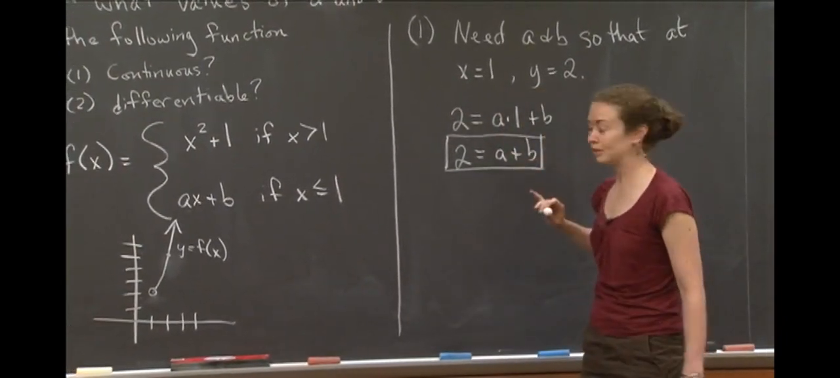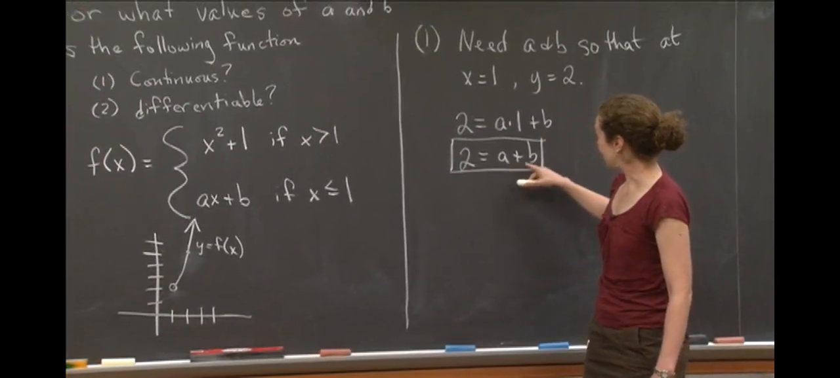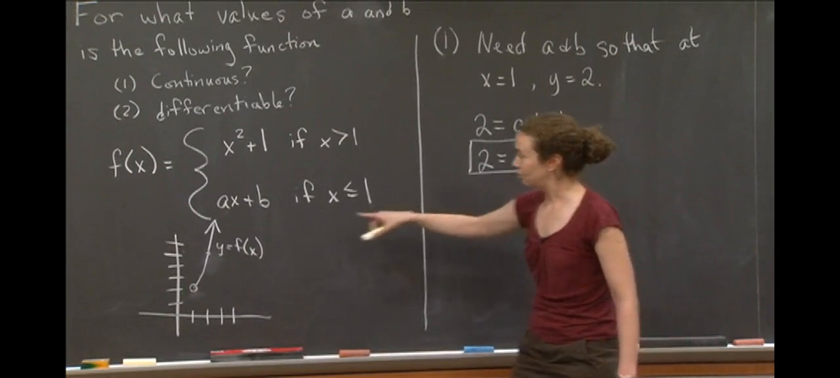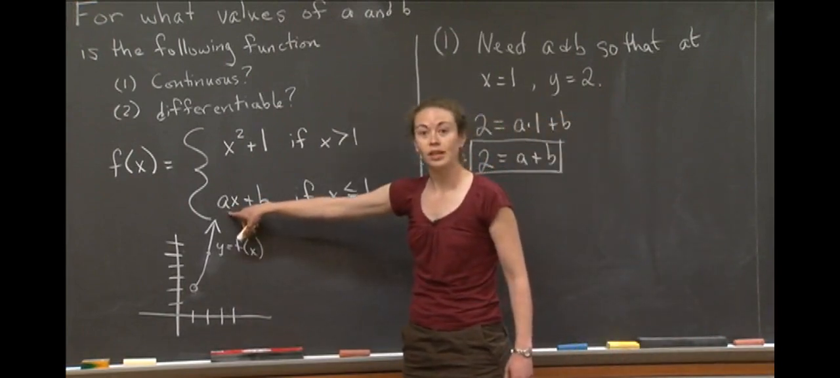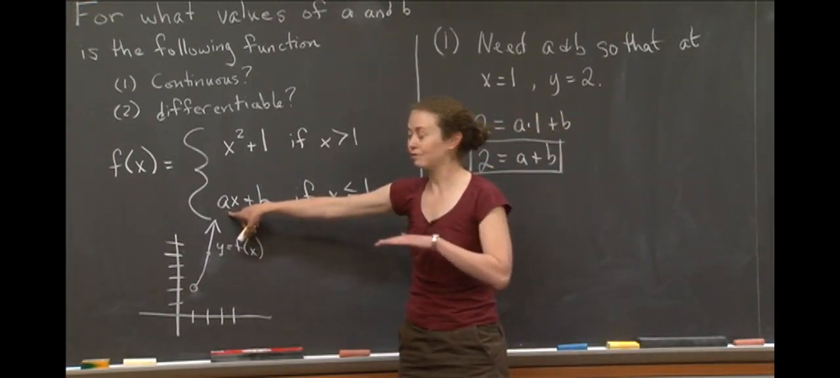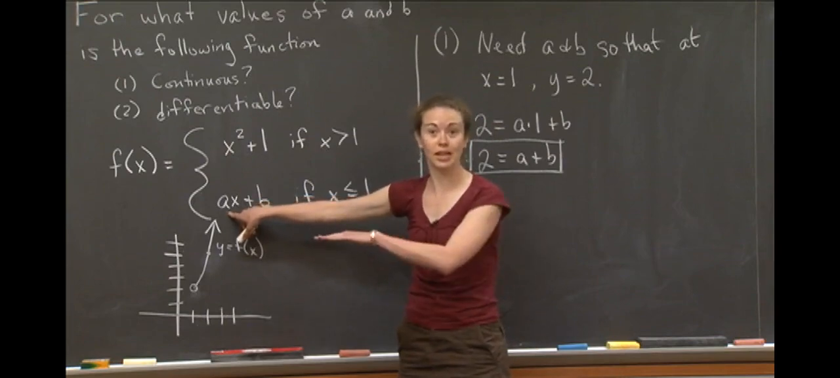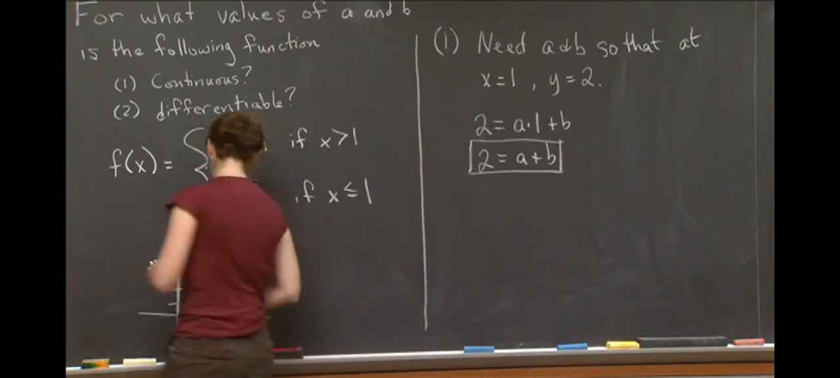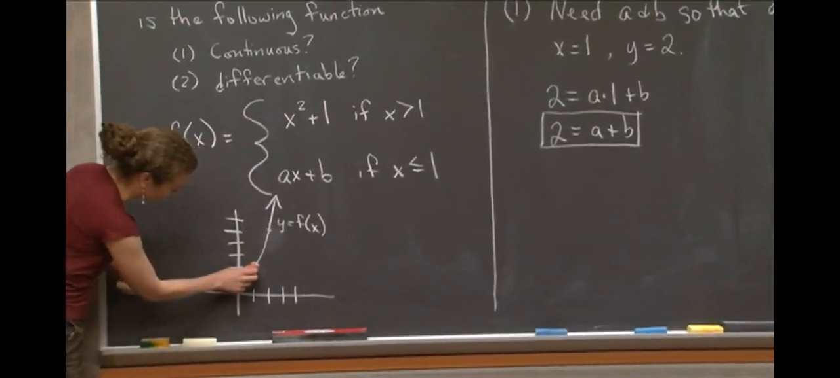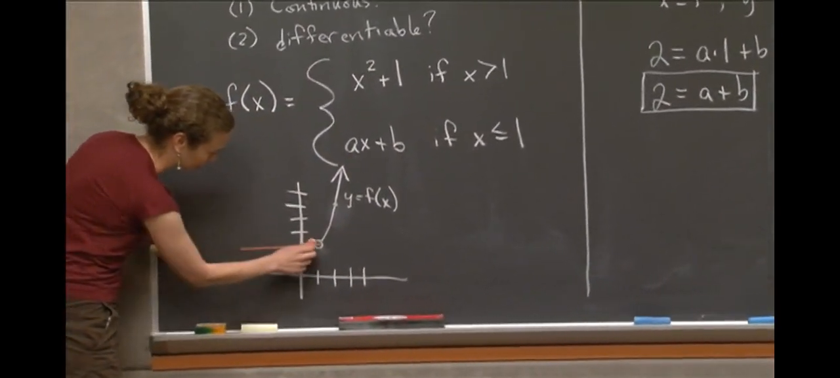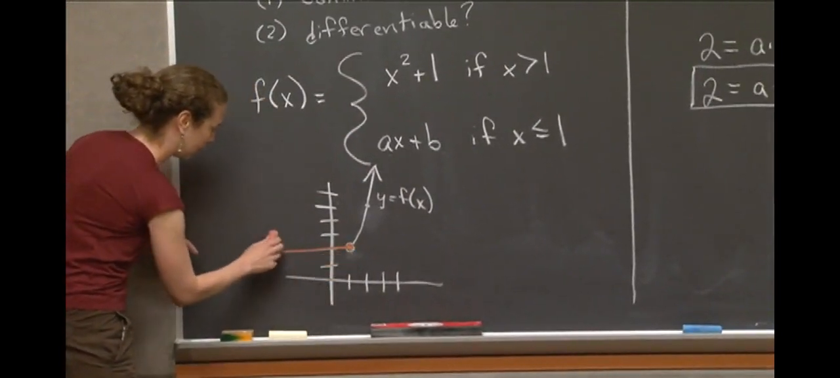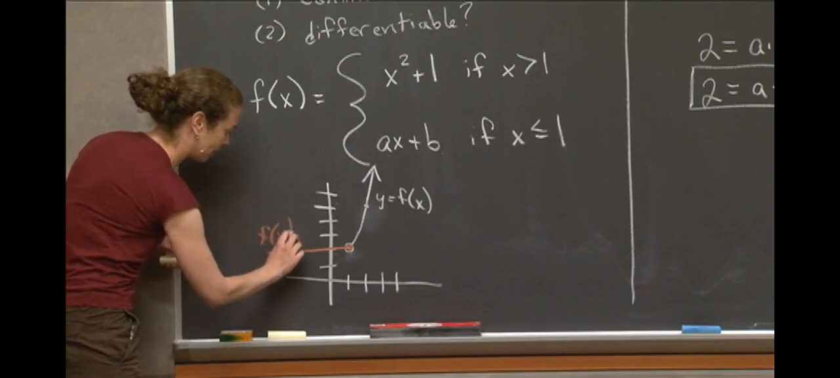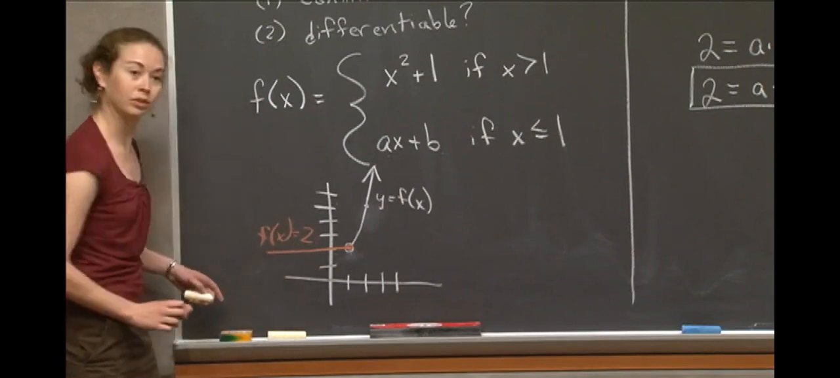So let's take, for instance, b equals 2 and a equals 0. When b is 2 and a is 0, it's the constant function f of x equals 2. It's a straight line. I'm going to graph that here. That would graph straight across, and that would fill in right here. And this would be, on this side, f of x equals 2.